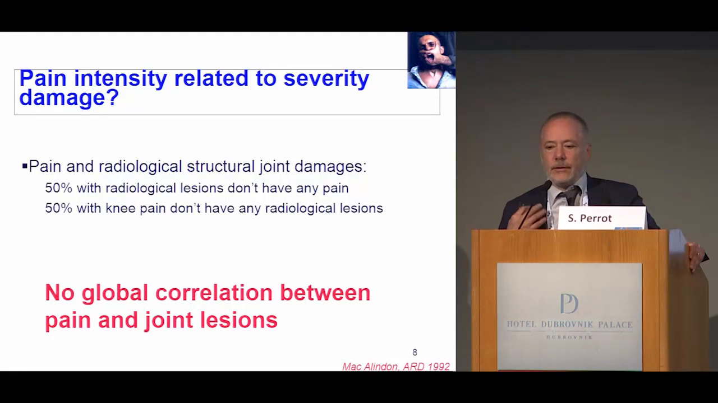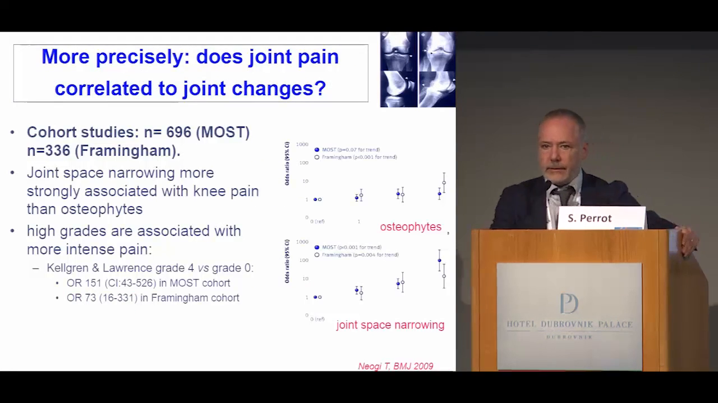The global question is pain intensity. Is it related to severity of joint damage? Here are the first studies, very ancient studies, demonstrating that there was no global correlation between pain and joint lesions. And in this study, 50% of patients had radiological lesions on the joints, but no pain, and also the opposite. More precisely, there have been some studies coming from 2 cohort studies. One is the Most cohort. The other one is the Framingham cohort.